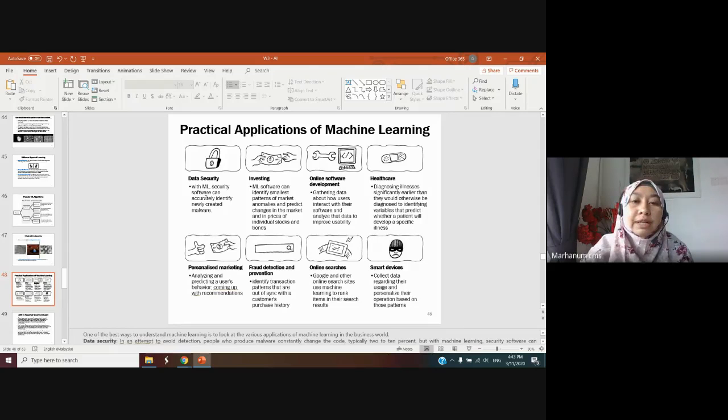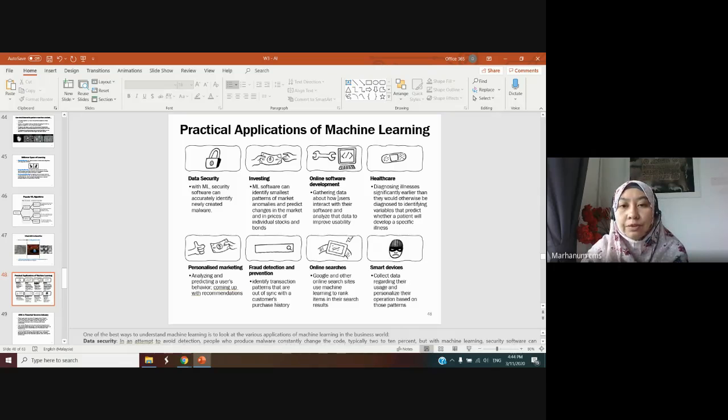Okay. And investing, machine learning software can identify smallest patterns of market anomalies and predict changes in the market and in price of individual stock and bonds. It can be used to make decision on the investment. Like we ask the software, during this COVID-19, from March until October, for example, what the market trend will be, and what is the prediction in future for 1 month, for 2 months, for 1 year. So for us to make decision on investment.